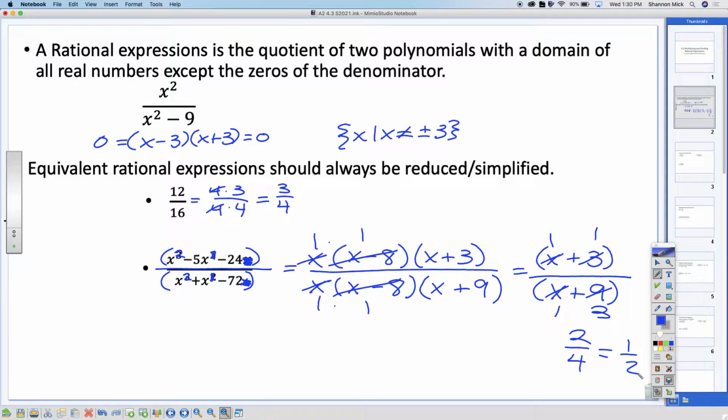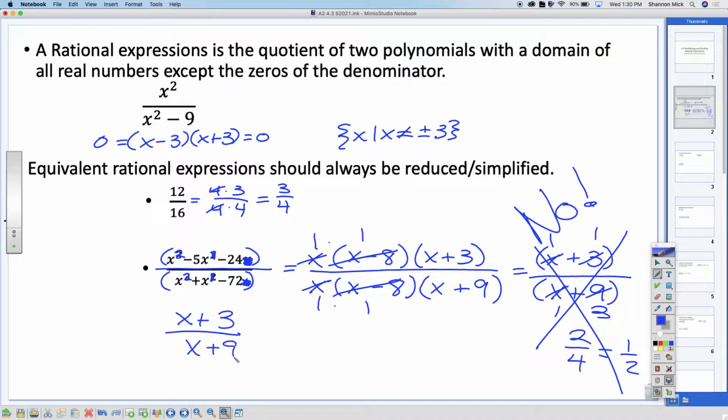And the response I've gotten, I said, why did you do that? Well, I just did what it said to do. No, that's not how that works. You would get that on a test, and probably some tear stains on the paper. Okay, so my answer is X plus 3 over X plus 9. And if you put those parentheses, they will help you stop from doing that.